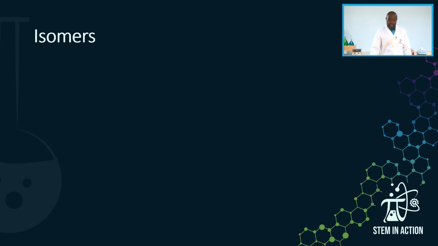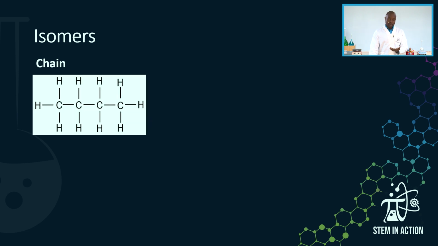And what are some examples of isomers? So there are basically three types of isomerization that you get. The first one is chain isomerization. And we have one compound here. As we can see, it's an alkane. It has 4 carbons, so it's a butane. And it is a single or a straight chain.